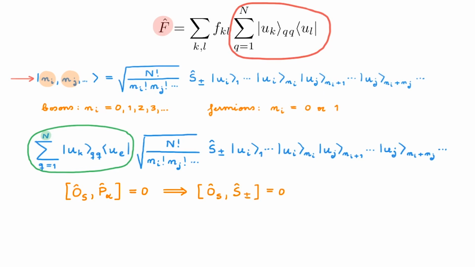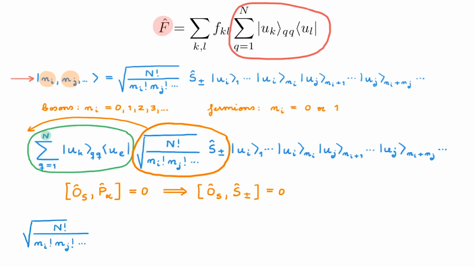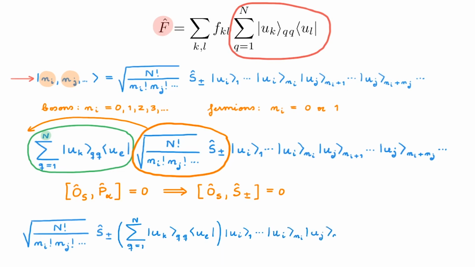This means that we can move the prefactor and the S projectors to the beginning of this expression, and we get the same reordered expression with the prefactor first, then the symmetrizer or antisymmetrizer, then the part of the one-body operator we're working with, and then the tensor product of single particle states. We're next going to focus on this term here, and bring back the prefactor and S operators only later on.